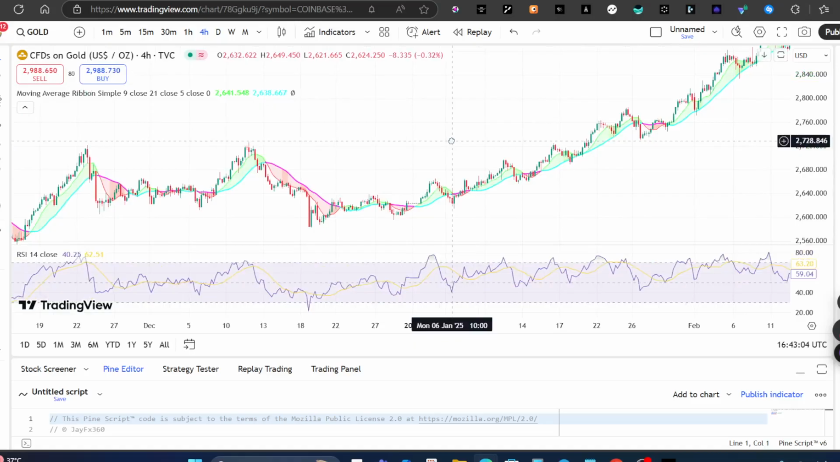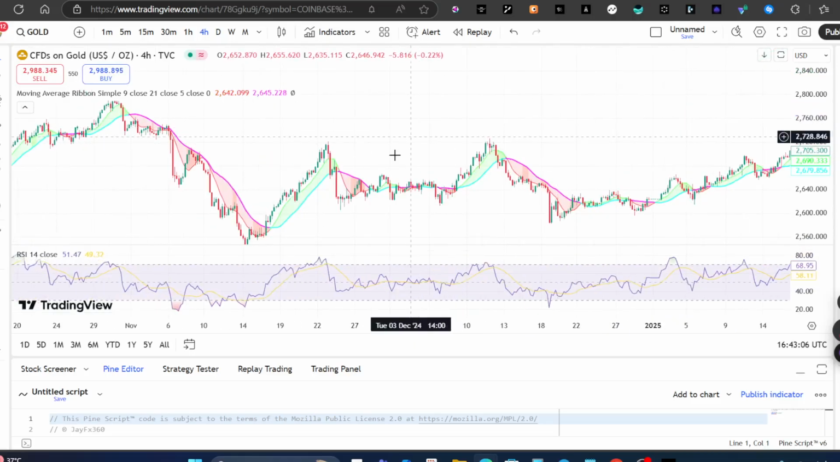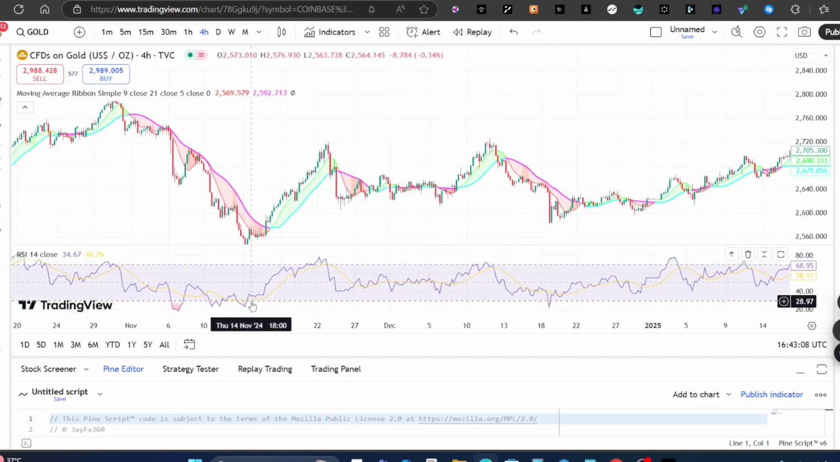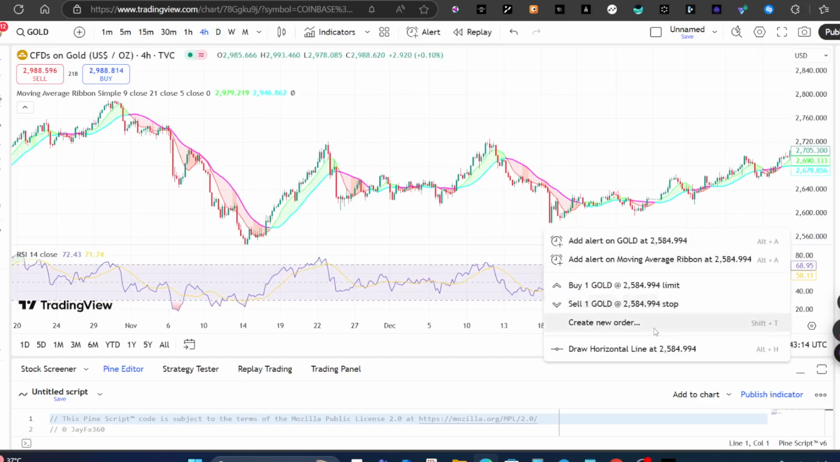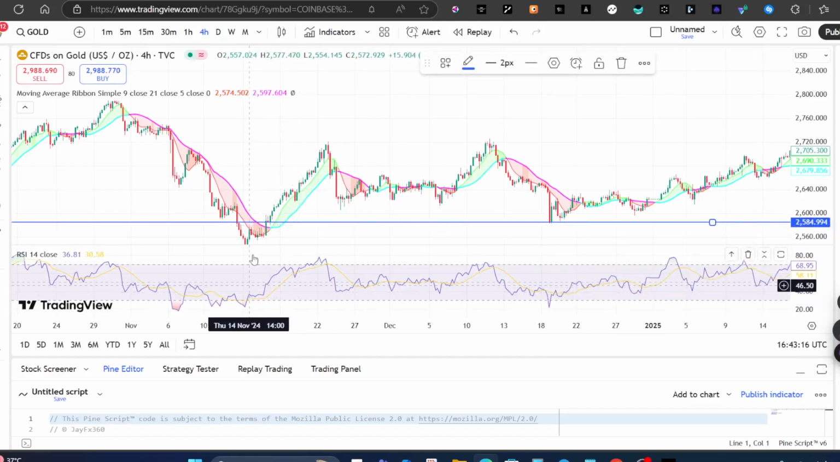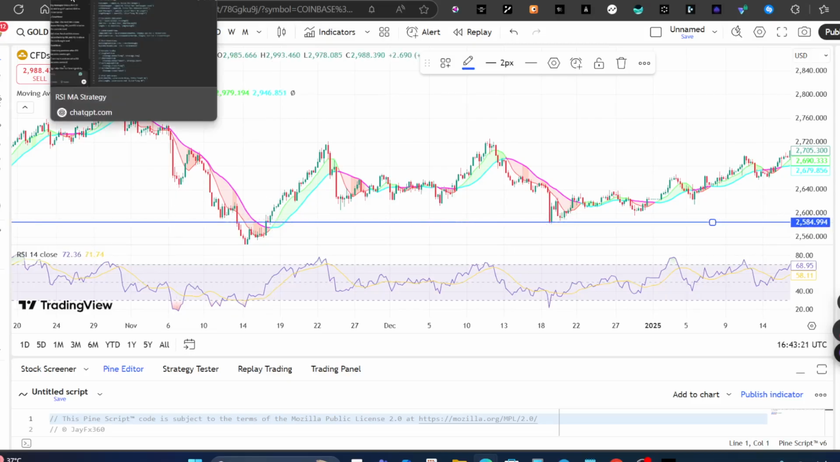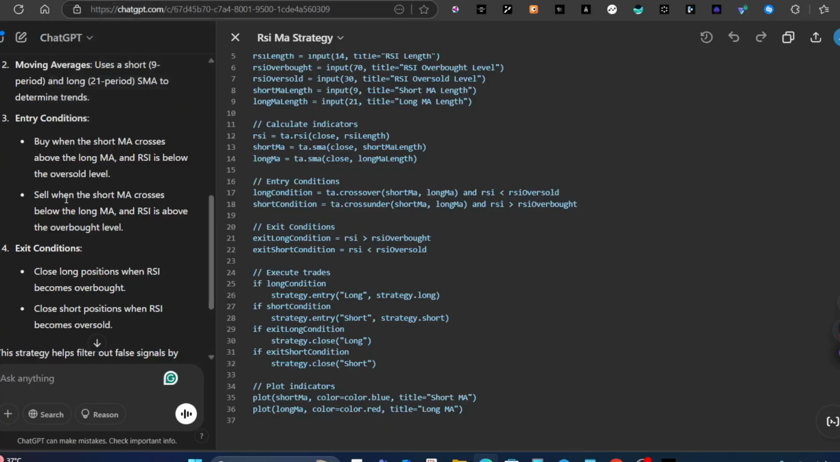All right, so we're just trying to test the strategy that ChatGPT generated for us. Okay, so we can see that this was oversold level, right? Climbing up, and then we had a crossover here. So this would have been a good place to enter a buy based on the strategy that ChatGPT generated for us. This would have been a good place to enter a buy, right? Okay, then sell when the short MA crosses below the long MA and RSI is above the overbought level.